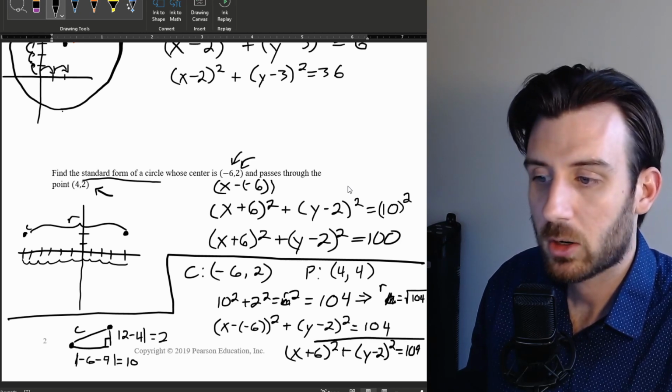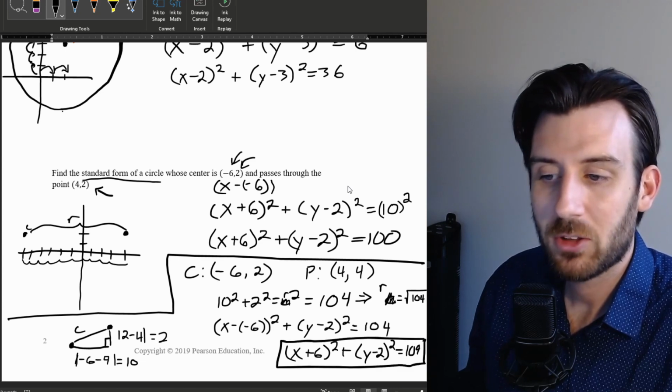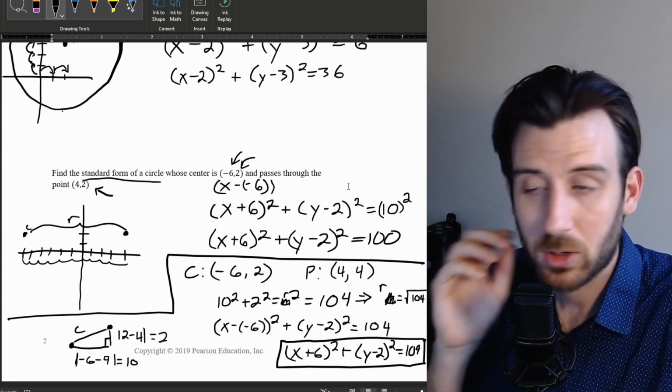There we go, 3 lines of work, and we're able to find the equation of a circle just based on knowing where its center is and knowing where another point is.